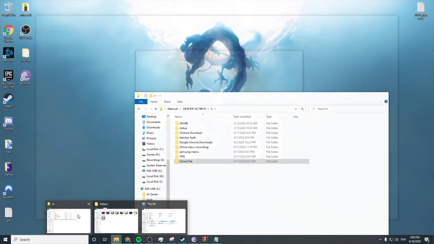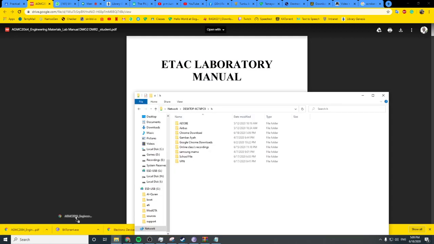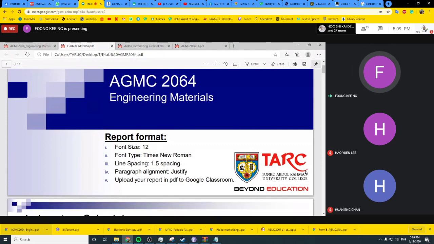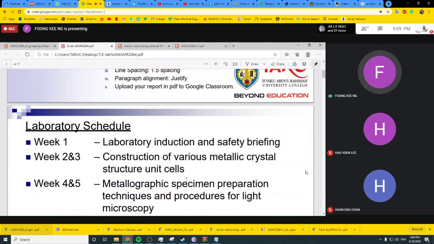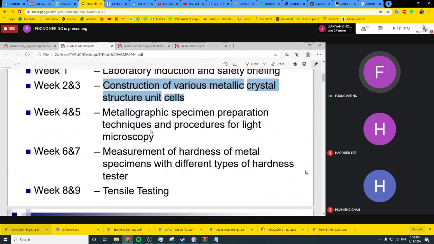For this practical, you need to write a report in the format. The font size is 12. All this is uploaded in the classroom. I just did it a couple of days ago. So the font size is 12. The type is Times New Roman. Line spacing 1.5. Justify the paragraphing, and upload your report in PDF format to Google Classroom. This is the schedule, as I said to you. The first experiment will run for 2 weeks, and the deadline that I give to you is 5 days upon completion of the experiment.